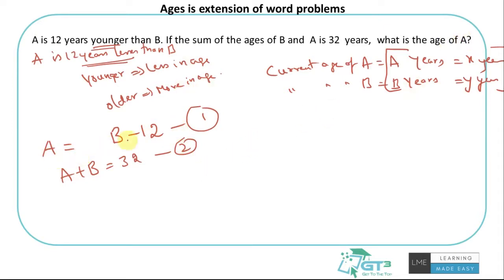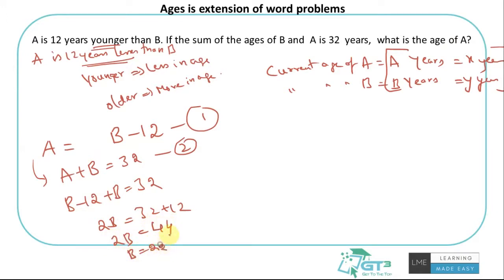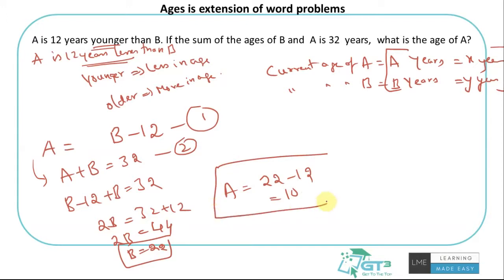So A is B minus 12, so let me replace this over here. A is replaced by B minus 12, plus B is equal to 32. So B plus B is 2B, minus 12 goes this side, that's 32 plus 12, that is 44, is 2B, and B is 22. Once I know this, what is A? B minus 12, that is 10 years. So A plus B is 10 plus 22 is 32, and A is 10 years younger than B.